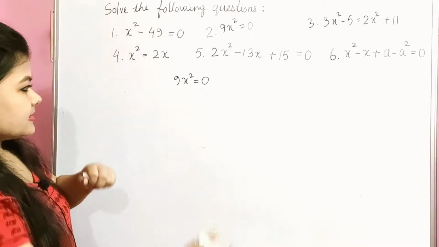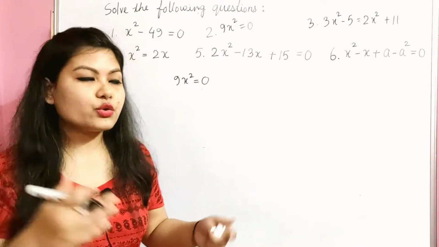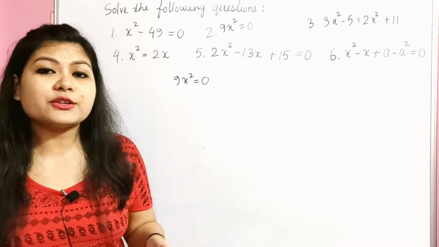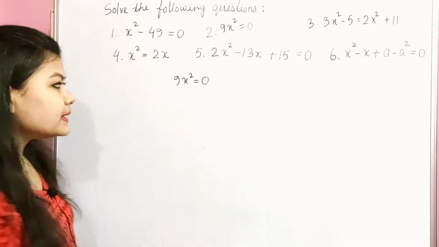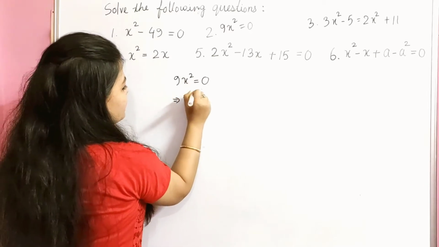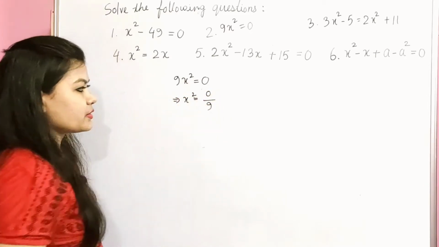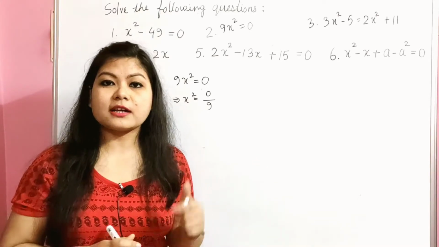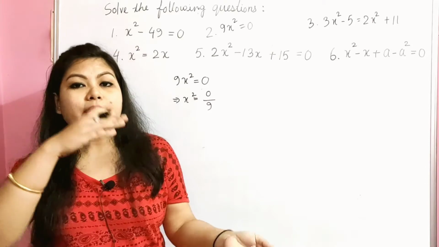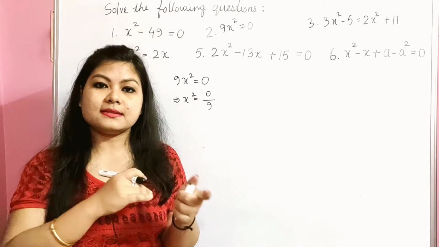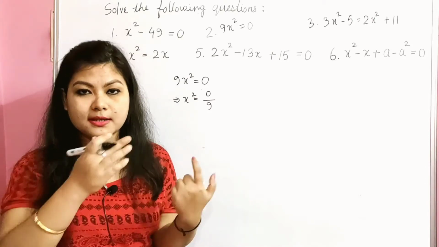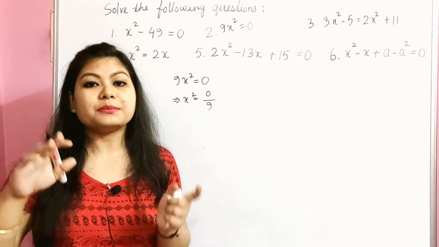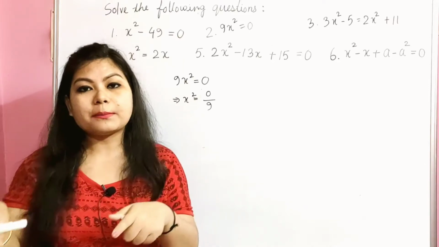We will shift the value to the right hand side. So here 9 is multiplied with x square. If we shift it to the right hand side, it will be x square equal to 0 by 9, because 9 is in product with x square on the left hand side. So when we shift one value which is in a product on the left hand side to the right hand side, it will become inverse. So 9 becomes 1 by 9.